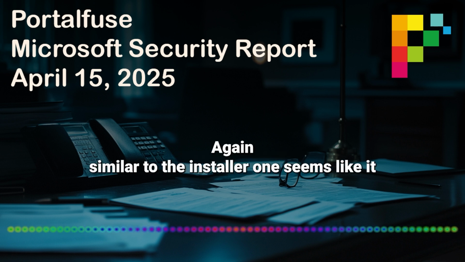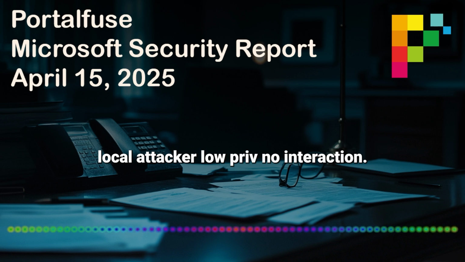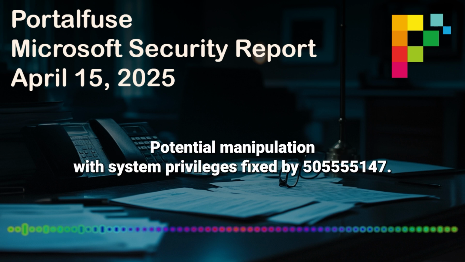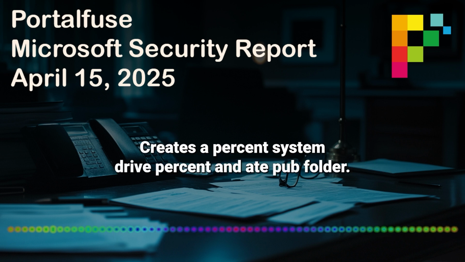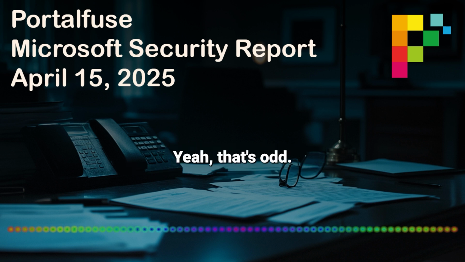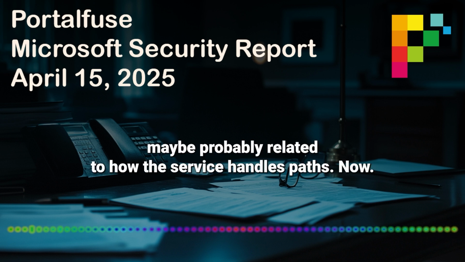Improper link resolution again. Similar to the installer one. Seems like it. Local attacker, low priv, no interaction. Potential manipulation with system privileges. Fixed by 505-5547. And there's that note. Creates a %systemdrive%\inetpub folder. Yeah, that's odd. A side effect of the fix, maybe? Probably related to how the service handles paths now.